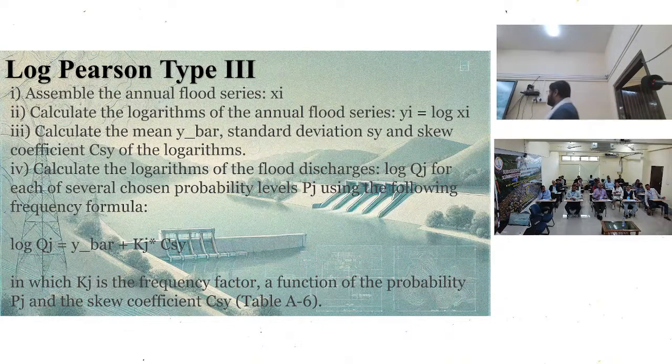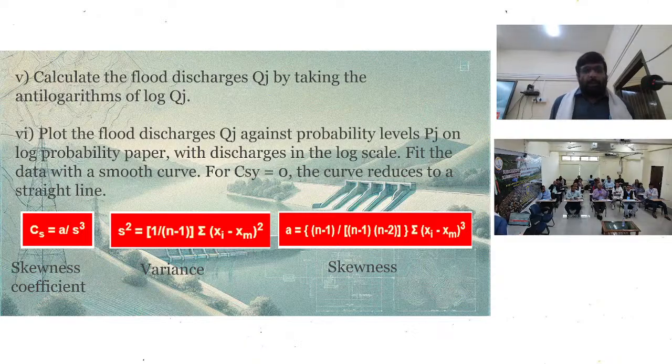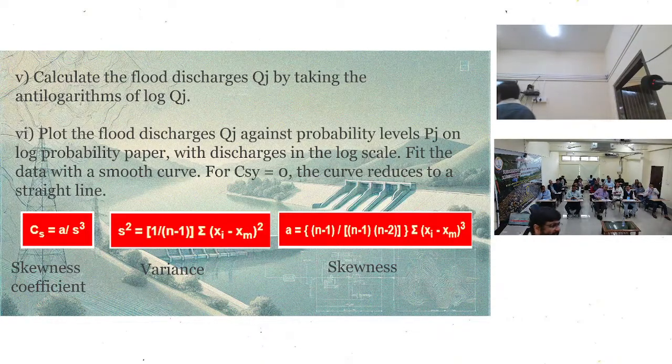Now for these Kj and Cs y, these have already been calculated and put in a table to make your life easy. You can calculate it yourself also. We will see the procedure. So the skewness coefficient finally comes as A by S cubed. Now what is A? A is the skewness. It's a mathematical term, basically how much the graph is going here and there. So skewness comes by n by (n minus 1)(n minus 2) into summation of (xi minus x mean) cubed, where n is your total observed sample size.